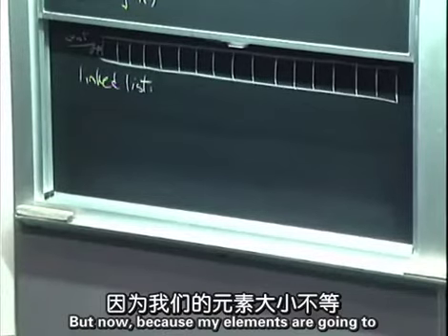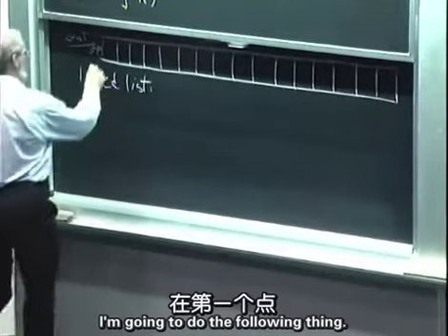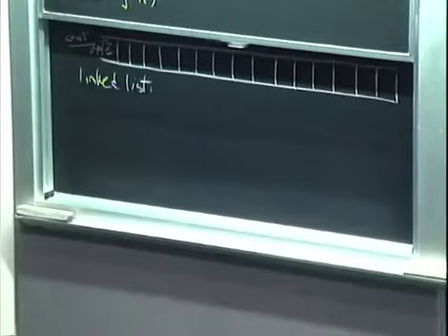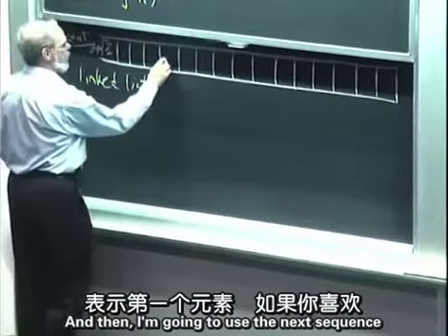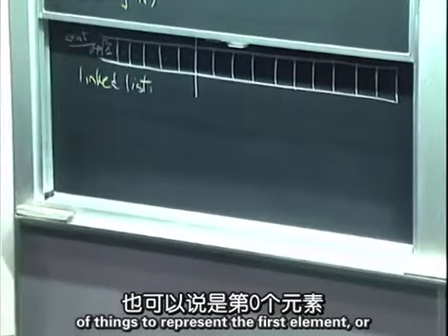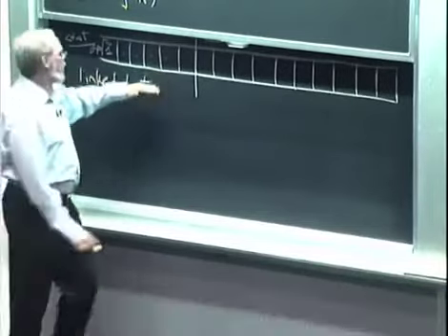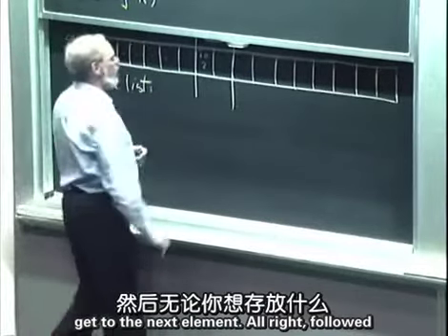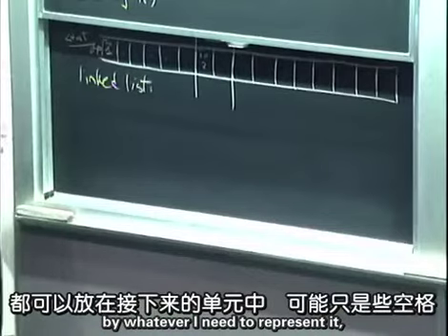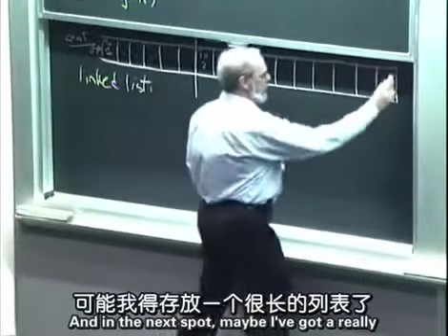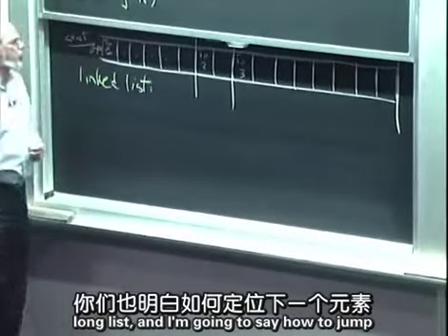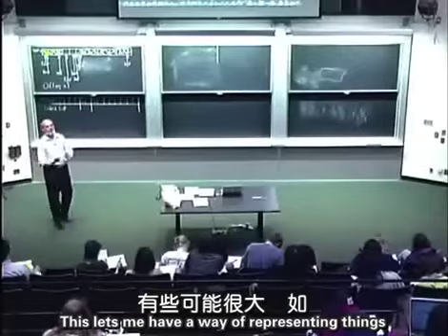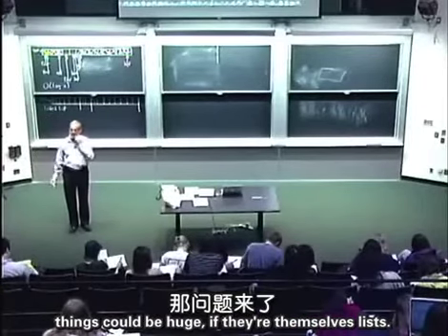But now, because my elements are going to take different amounts of memory, I'm going to do the following thing. In the first spot, I'm going to store something that says, here's how far you have to jump to get to the next element. And then I'm going to use the next sequence of things to represent the first element, or the 0th element, if you like. In this case, I might need 5. And then in the next spot, I'm going to say how far you have to jump to get to the next element, followed by whatever I need to represent it, which might only be of length 1. And in the next spot, maybe I've got a really long list, and I'm going to say how far to jump to get to the next element. Right, this is actually kind of nice. This lets me have a way of representing things that could be arbitrary in size. And some of these things could be huge if they're themselves lists.